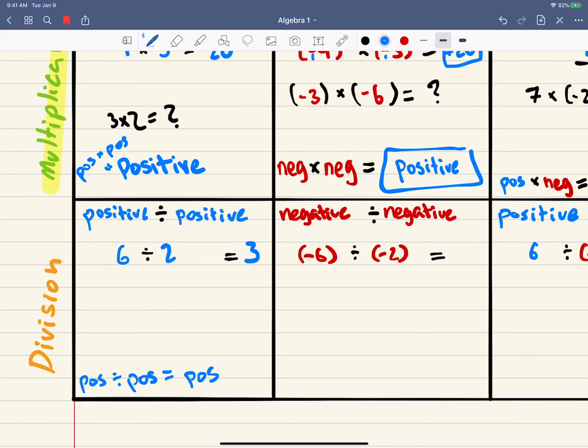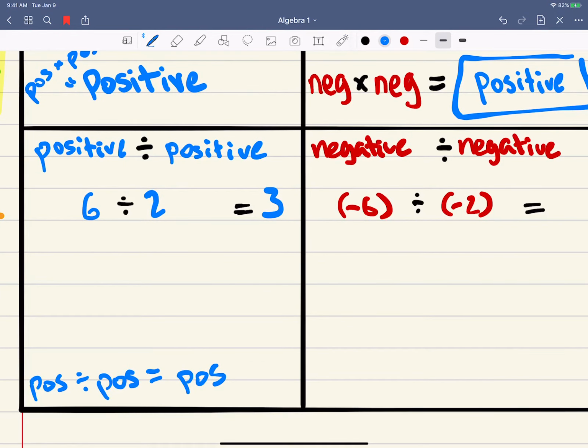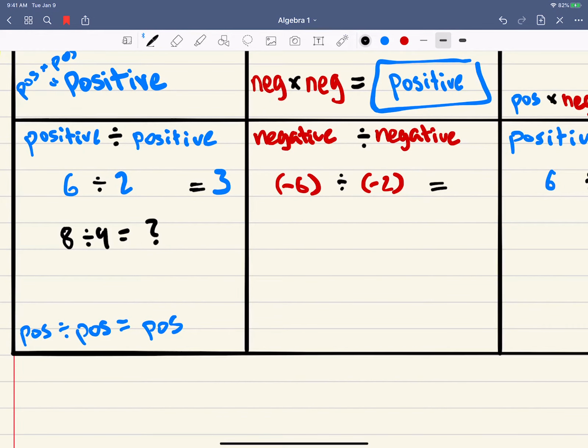All right? So you guys already know how to do that. So, you go ahead and do a simple one. 8 divided by 4. What's that equal? We already know it's 2. All right? But here in this case, when we have negative divided by negative, that's going to equal what? It's actually going to equal, just like above, positive.